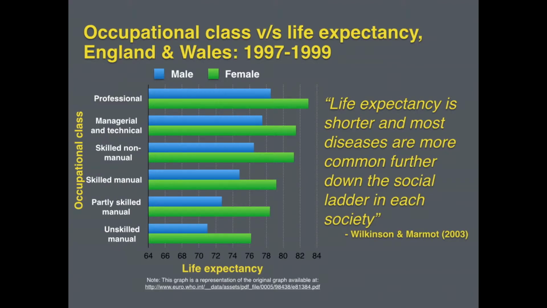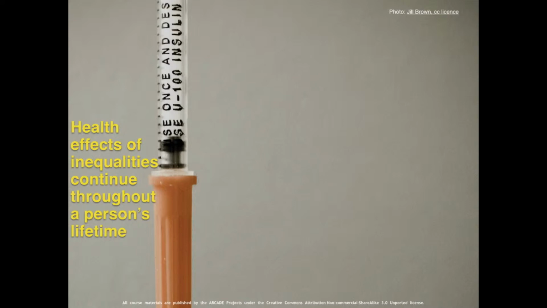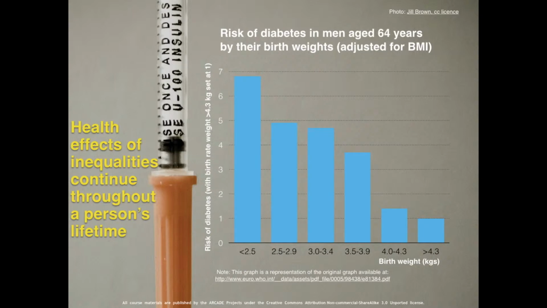And what's interesting is that the health effects of these inequalities carry a lifelong influence on individuals. For example, take a look at this graph, which shows the risk of diabetes in men aged 64 years and above by their birth weights adjusted for BMI. And you find that those who had lower birth weights, meaning had poorer pregnancies and likely a result of poorer circumstances, tended to display higher risk of developing diabetes 64 years after they had been born. So, inequalities have a lifelong influence upon the health and how individuals live their lifestyles.